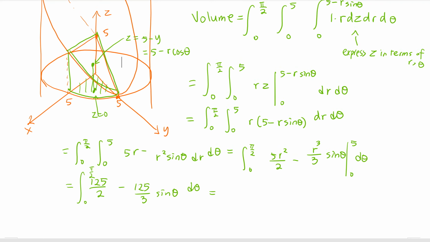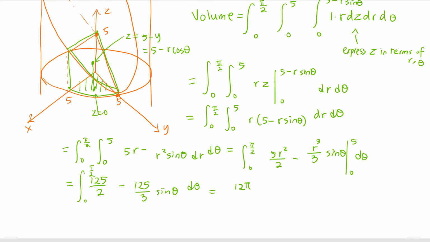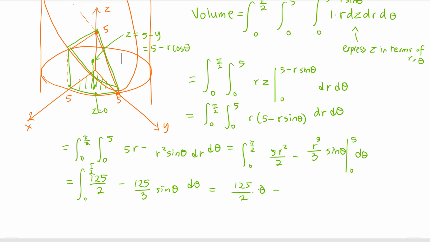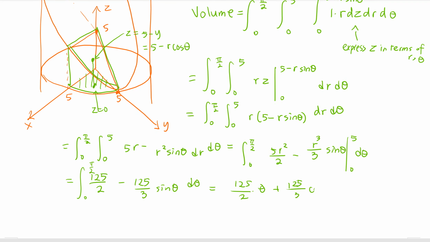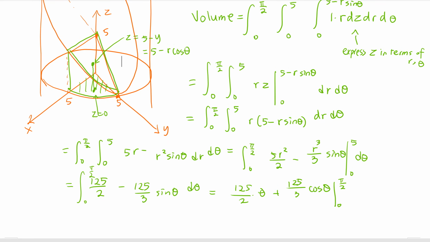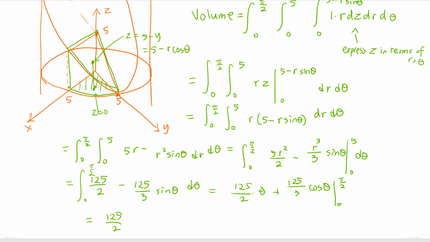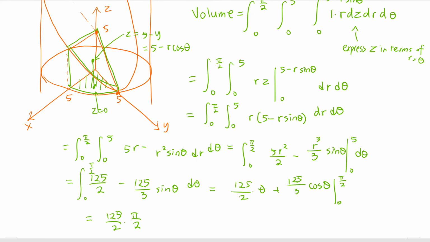with respect to theta, first guy we just have 125 over 2 times theta, while the integral of sine is minus cosine. Evaluate from 0 to pi over 2. So when we plug in pi over 2, we get this guy. And subtract when we put in 0, it's gone.